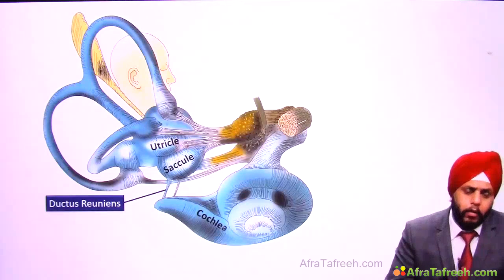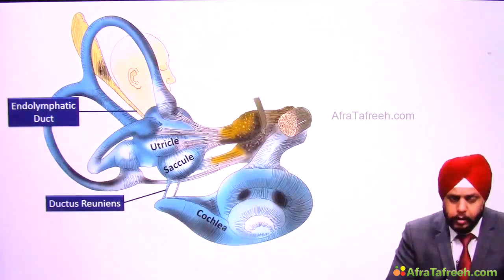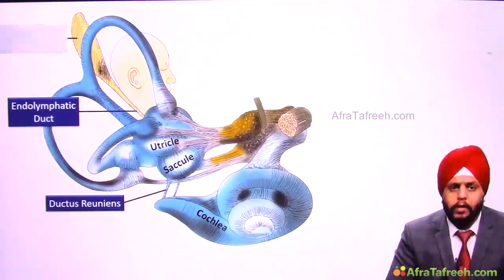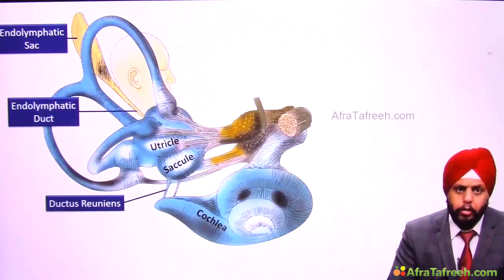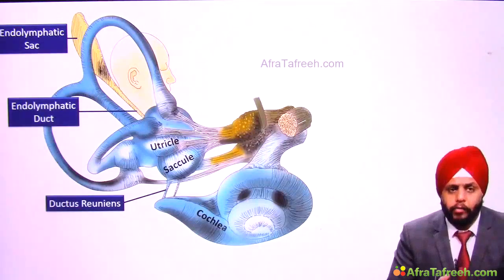So the endolymph of the cochlea comes to the saccule, and from there it goes into an endolymphatic duct. Now this endolymphatic duct takes the endolymph to the endolymphatic sac where it is absorbed. Okay, now the question is asked, where is this endolymphatic sac situated?